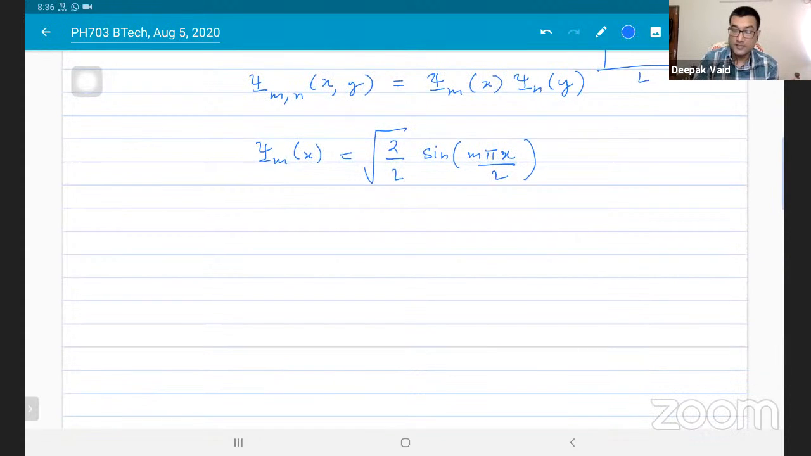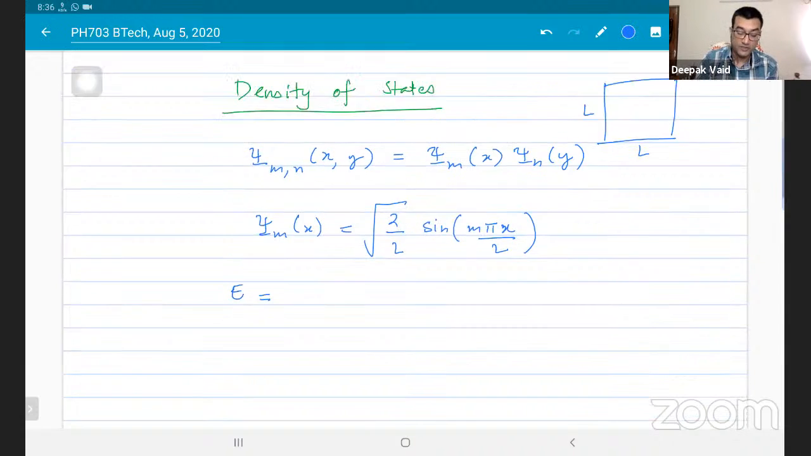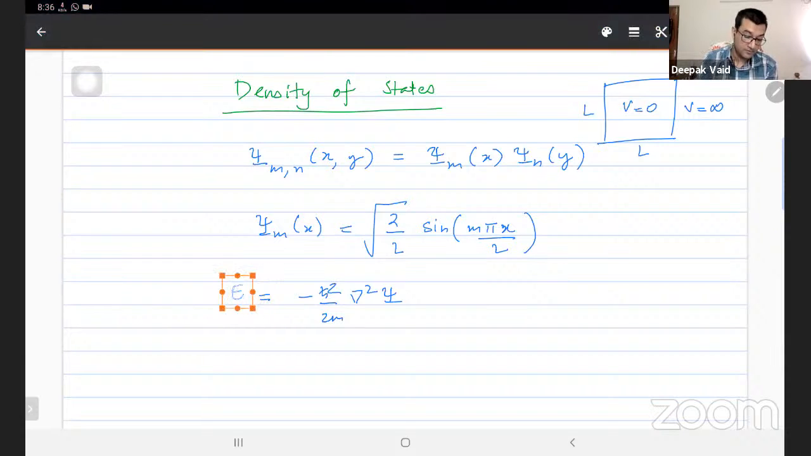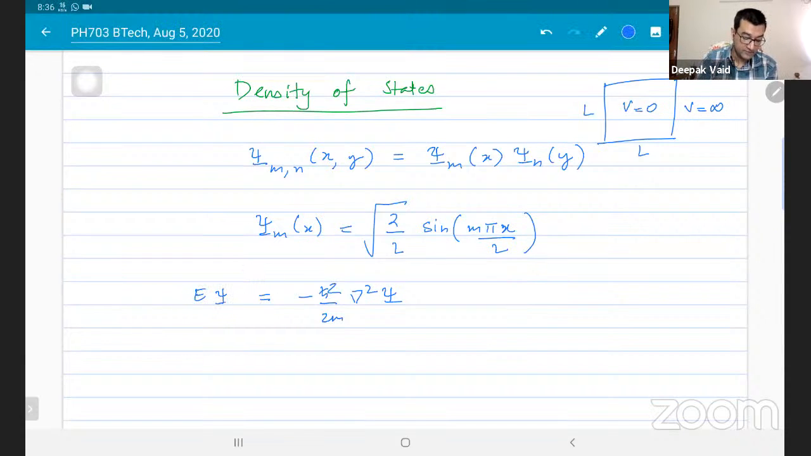Now we can ask what are the energies of these states. So we are looking in the potential well. Inside the potential V is 0, outside is infinity. So what is the energy going to be? The energy is just going to be minus h bar square by 2m del square psi equals E times psi. This is an eigenvalue equation.